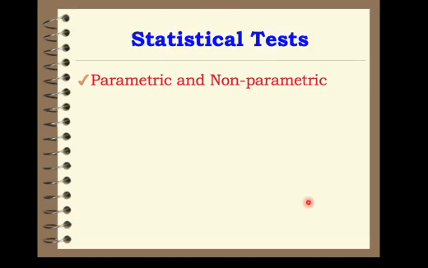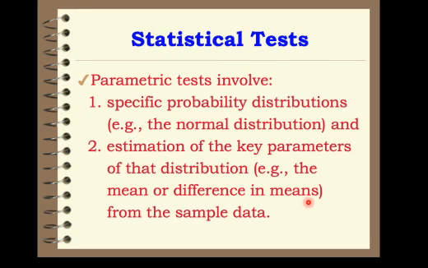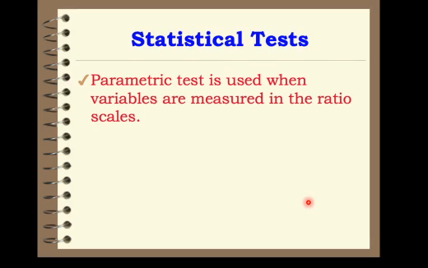Now, with statistical tests, we need to understand as well that there is such a thing as what we call parametric tests and non-parametric tests. Parametric tests involve specific probability distributions, meaning outcomes have to be normally distributed, and estimation of key parameters of that distribution. For example, the mean or the difference in mean from sample data. And parametric test is used when the variables are measured in the ratio scale.